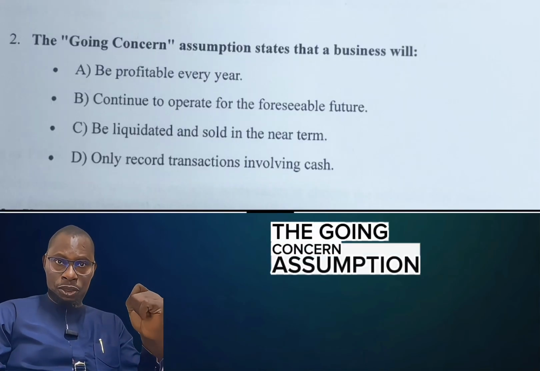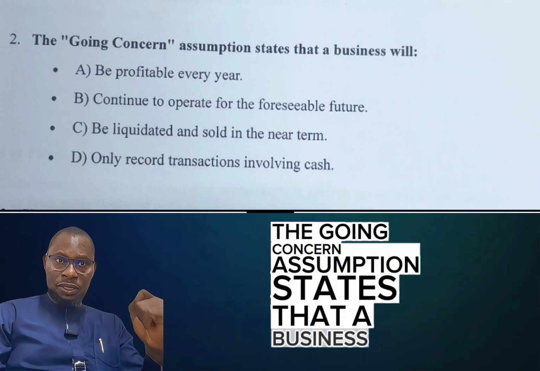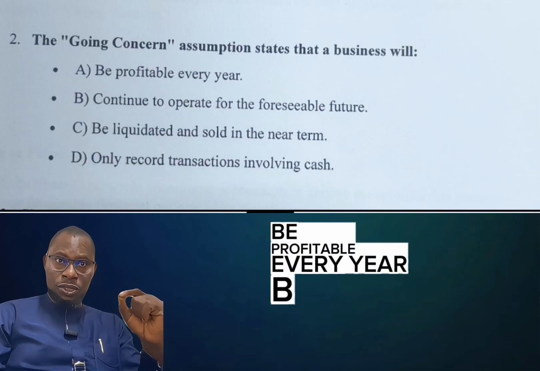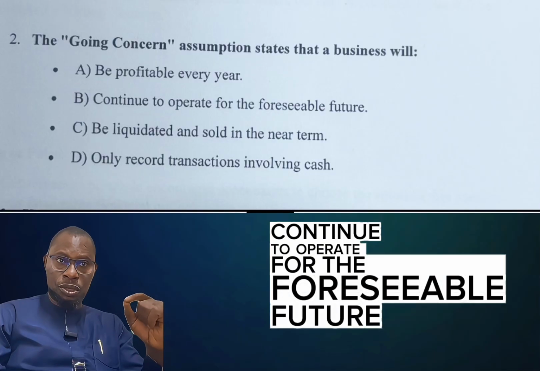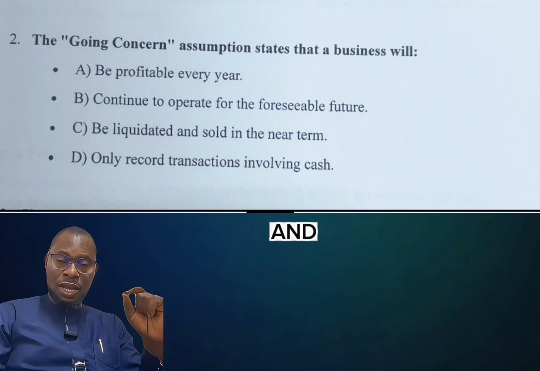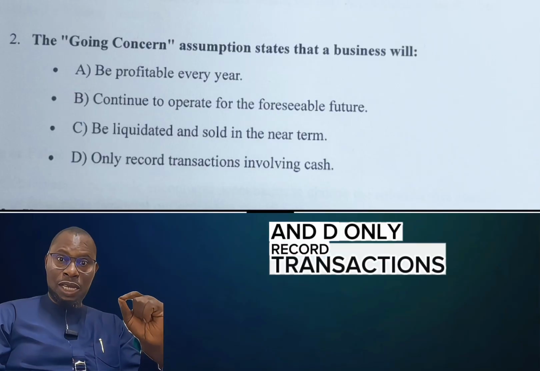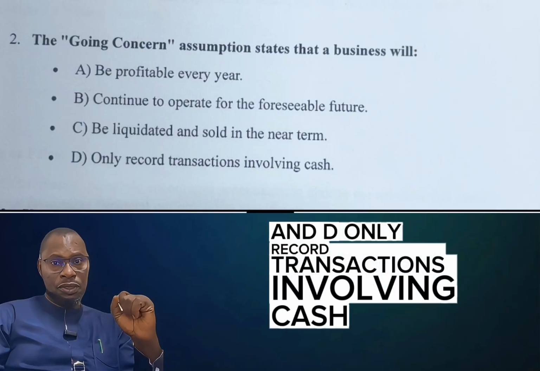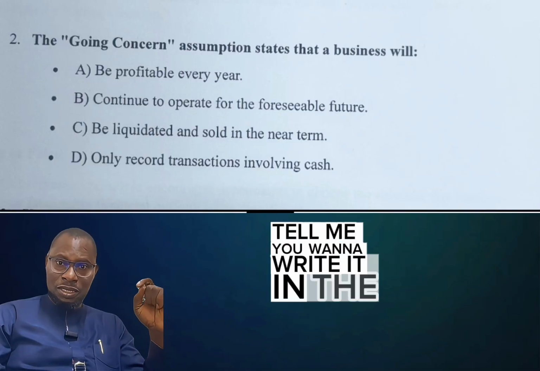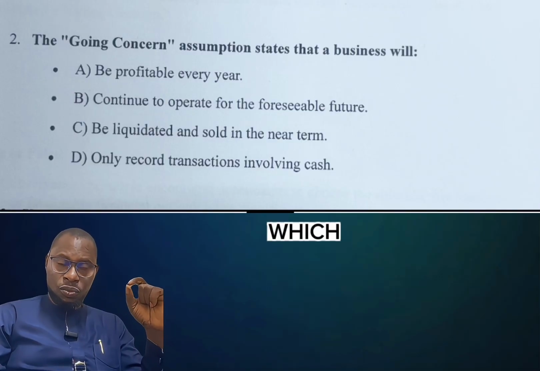Question number 2. The going concern assumption states that a business will A, be profitable every year. B, continue to operate for the foreseeable future. C, be liquidated and sold in the near term. And D, only record transactions involving cash. Which one is the correct answer? Tell me. You can write it in the comment section.